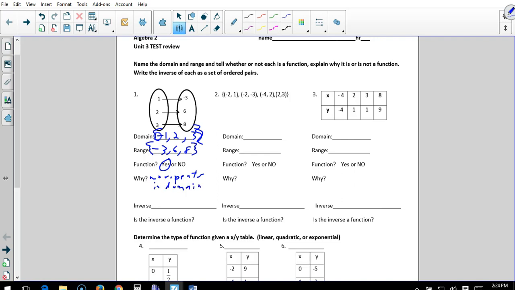Another way of saying it is each input has only one output. Okay, and then the inverse, if you look at each of these as an xy, xy, xy, the inverse would be just switch them. -3, -1. 6, 2. And 8, 3.